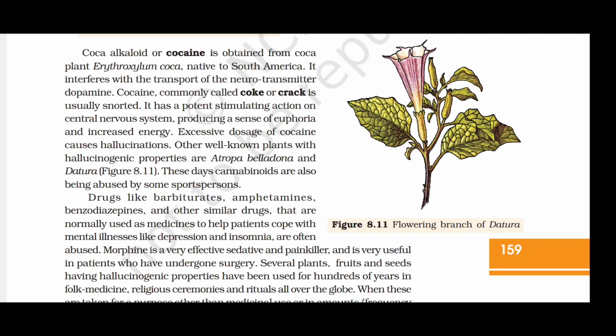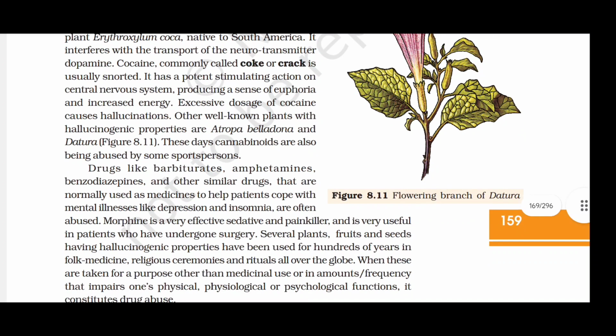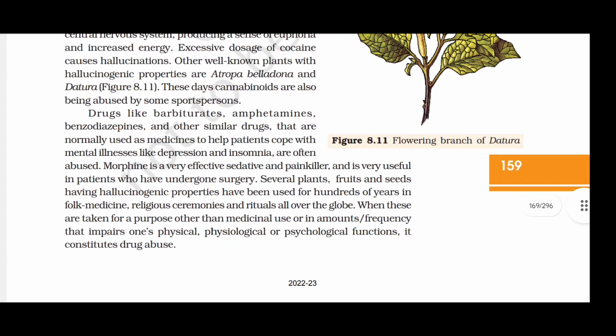Other well-known plants with hallucinogenic properties are Atropa belladonna and Datura. These days, cannabinoids are also being abused by some sports persons. Drugs like barbiturates, amphetamines, benzodiazepines, and other similar drugs that are normally used as medicines to help patients cope with mental illness like depression and insomnia are often abused.